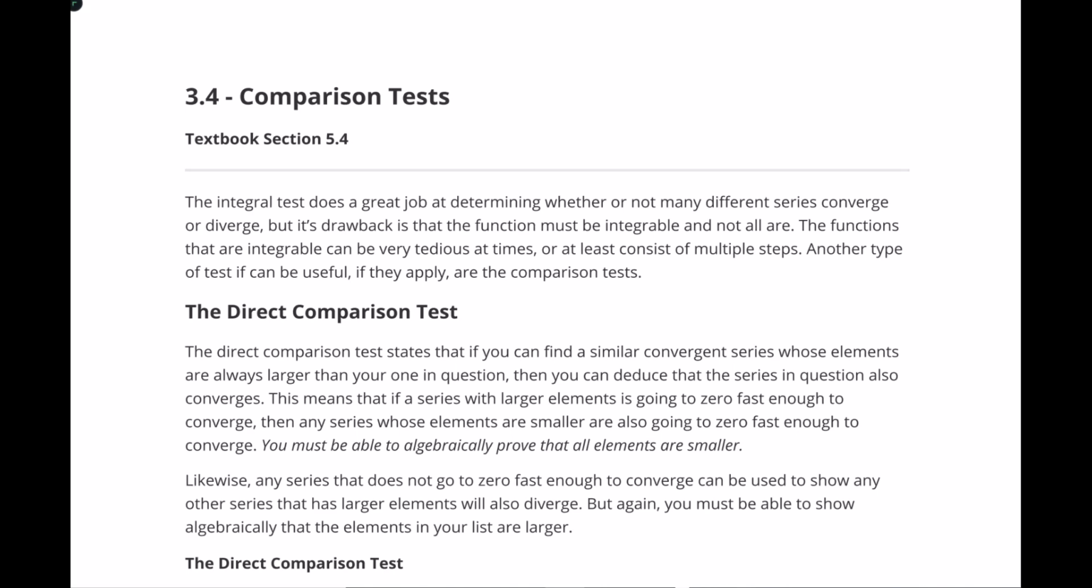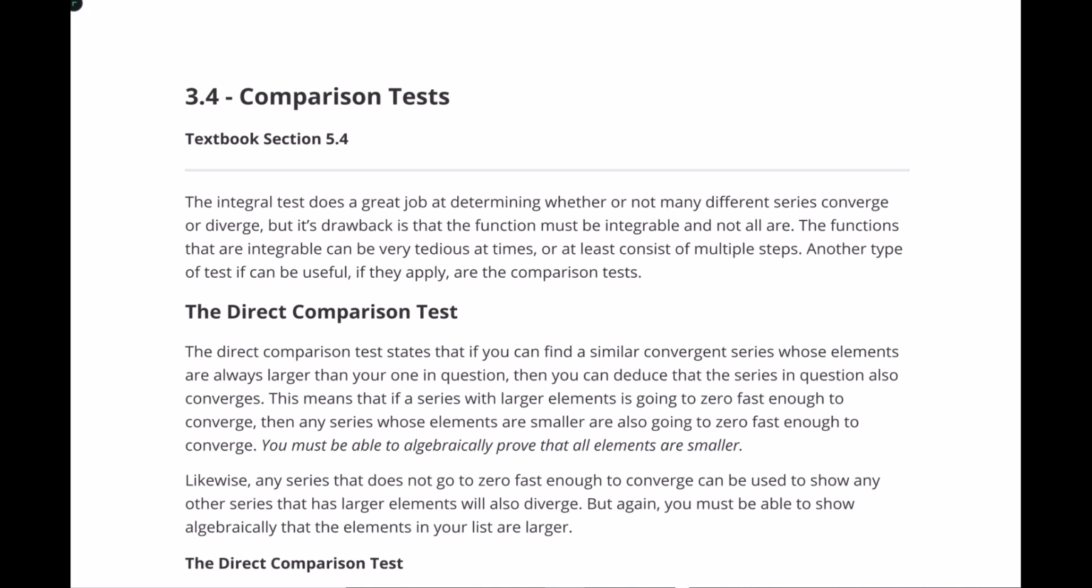It could require just U substitution, or maybe trig substitution, or some other advanced techniques that just take a while to actually work through. So it would be nice to have some more methods that we could use that were A, easier and faster to apply, and B, worked for more types of series. So that's where the comparison tests will come into play. And it kind of fills both of those requirements.